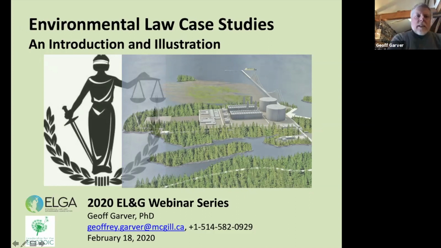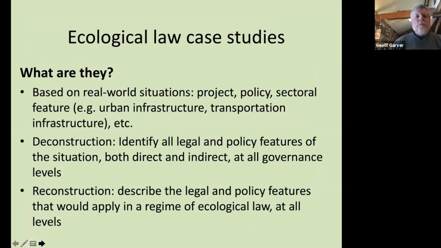Environmental law case studies, an introduction and illustration. Let's start just talking about what ecological law case studies are. This is an idea that we had to try to give some concreteness to this somewhat theoretical idea of ecological law. So the idea is to base them on real world situations, which could be a particular project, a development project, a policy, some sectoral feature like urban infrastructure, transportation infrastructure, and so on.